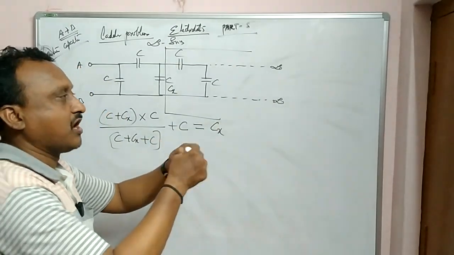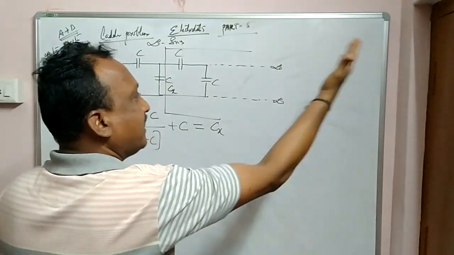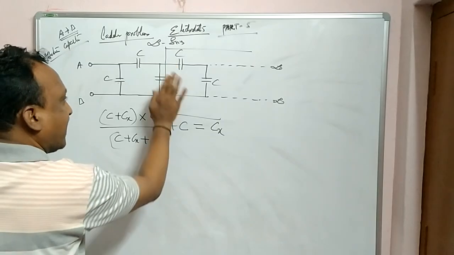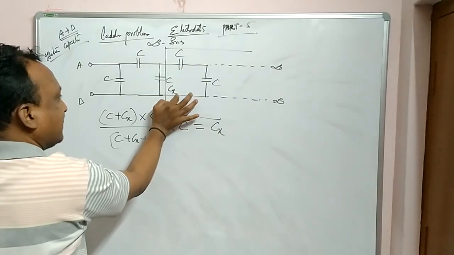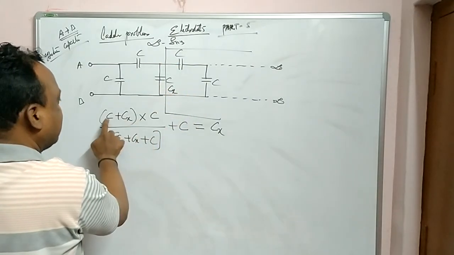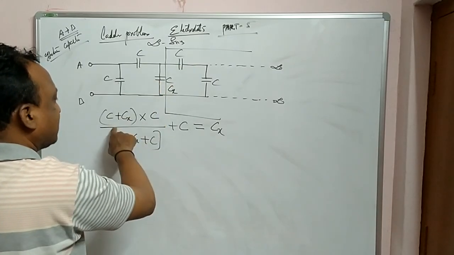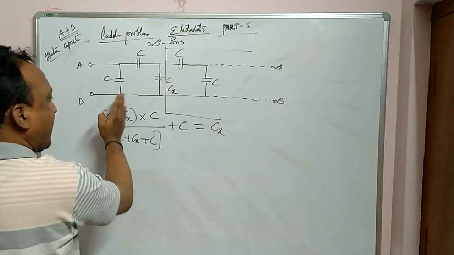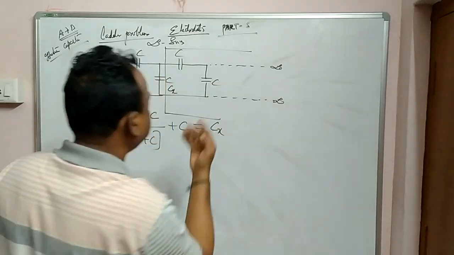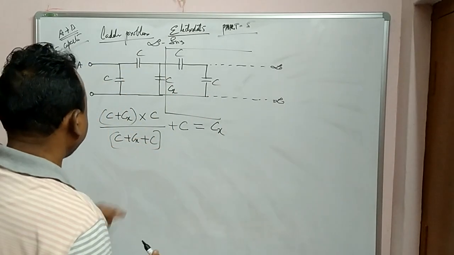You think that you have solved the problem from infinity and come up to here. Let this value be Cx. The Cx and C are parallel, so C plus Cx is the effective value. With this again series. Again with this one parallel. And this is equal to the Cx value. Now let us solve this equation.